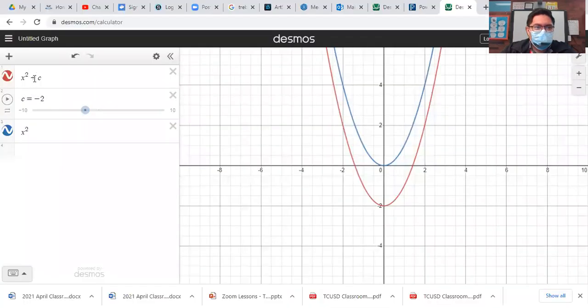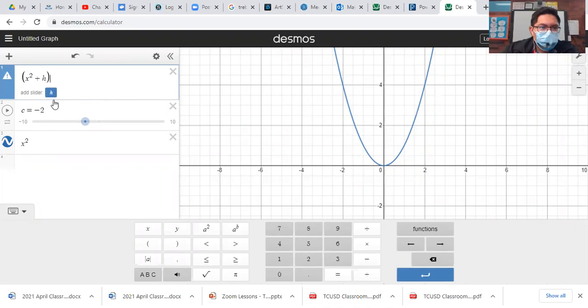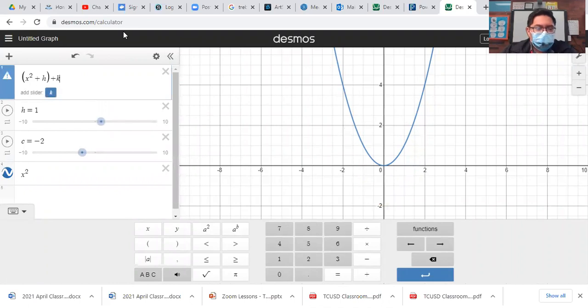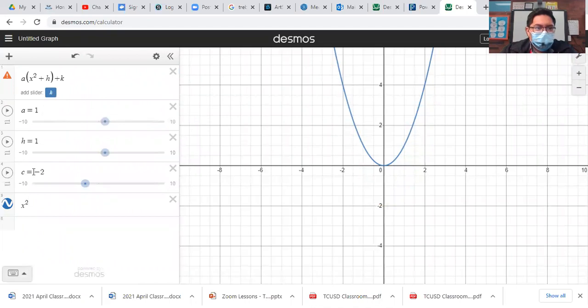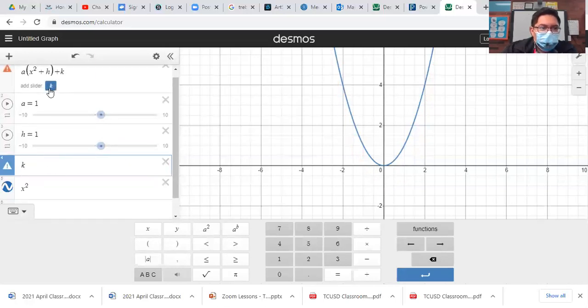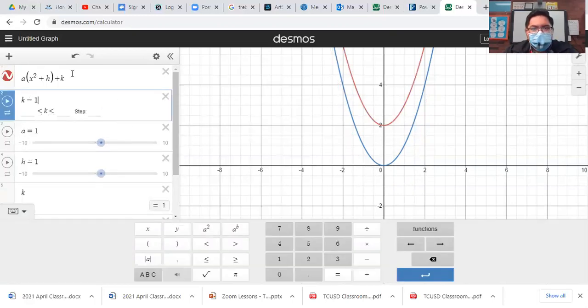So I'm going to go ahead and put this in. We'll call this one H, and I'm going to go ahead and add K to it, and I'm going to make this one A. So there you go. Add slider K. This just allows us to change a couple of these things so that we can see it.